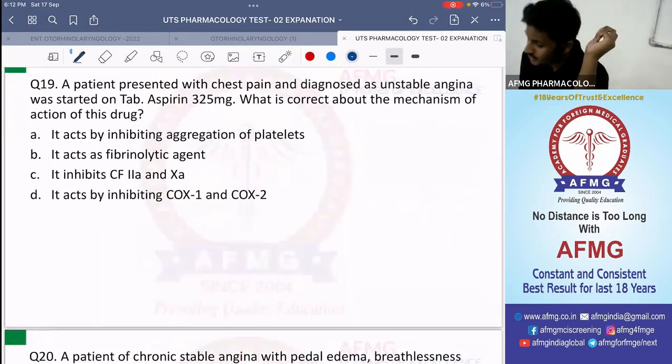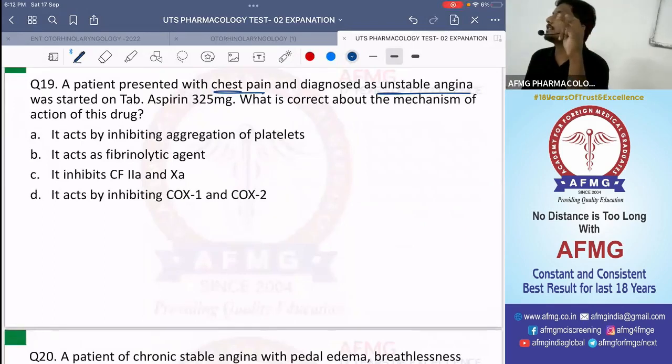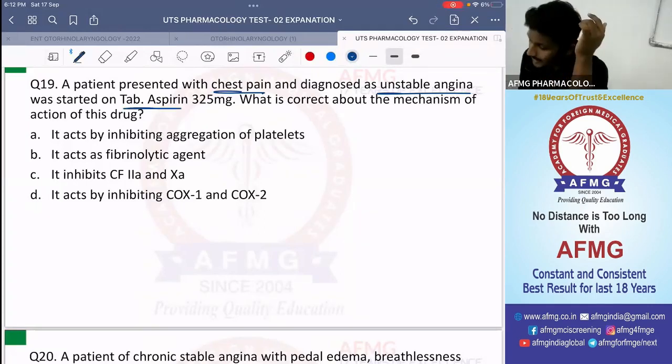A patient presents with chest pain and is diagnosed as unstable angina. Unstable angina is chest pain which occurs on exertion, or chest pain which occurs at rest. So the chest pain which occurs at rest, that is what is unstable angina. And he was started on tablet aspirin 325 mg. Why? Because what is the treatment regimen in unstable angina?